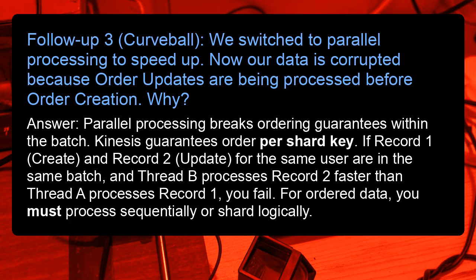Follow-up 3, curveball. We switched to parallel processing to speed up. Now our data is corrupted because order updates are being processed before order creation. Why? Answer: parallel processing breaks ordering guarantees within the batch. Kinesis guarantees order per shard key. If record 1 create and record 2 update for the same user are in the same batch, and thread B processes record 2 faster than thread A processes record 1, you fail. For ordered data, you must process sequentially or shard logically.